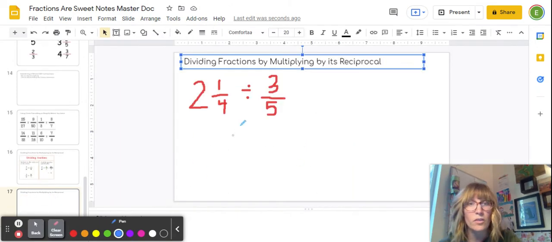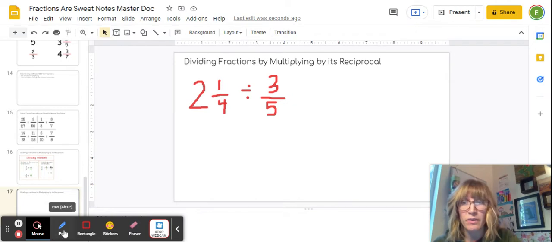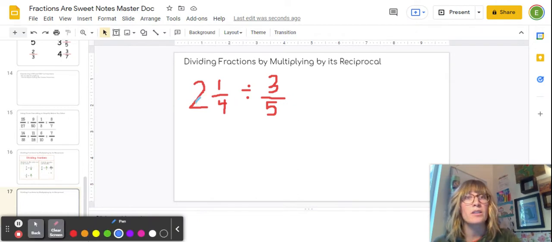So if we look at another example here, we can take our 2 1/4 and we're going to divide it by 3/5. So we know that we want to divide fractions. So the first step is we don't want a mixed number, we want a fraction. So we'll say 2 times 4. We want 2 out of 2, 4 times, right? So we have 8 plus 1 more is 9/4. And then we're going to divide that by 3/5.